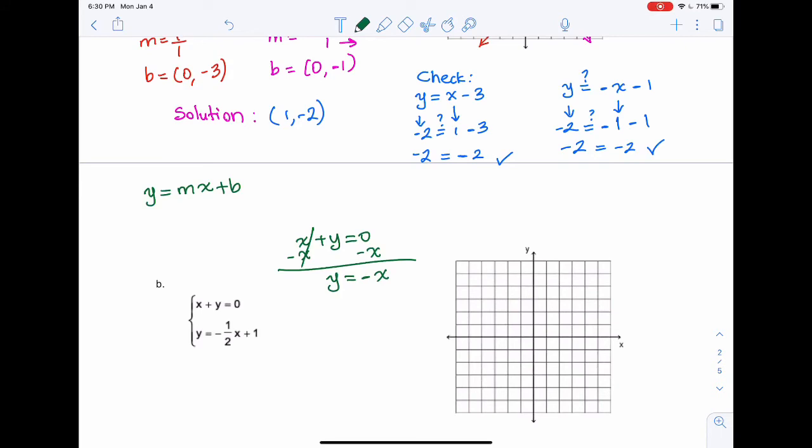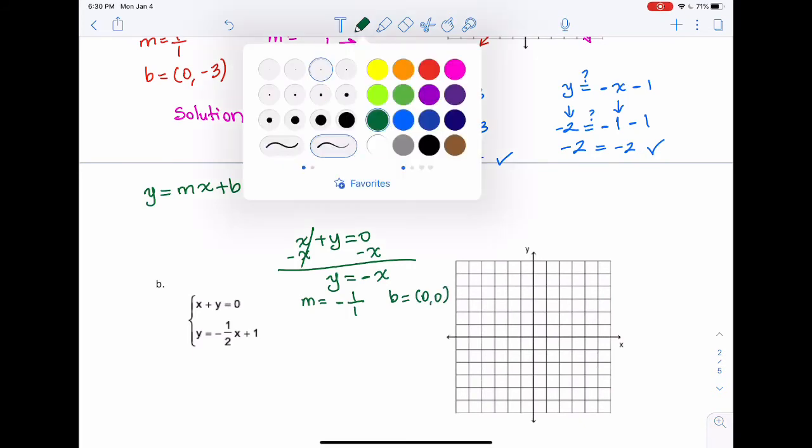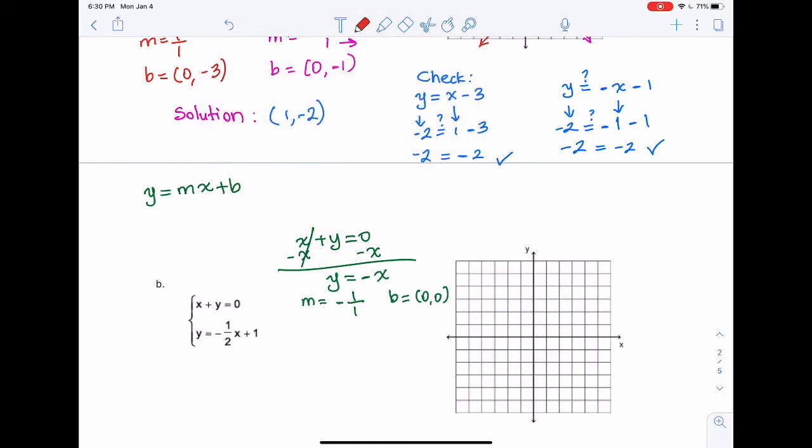So from here, my slope for the first equation is -1/1, and our y-intercept is 0. And for the second equation, which is already in slope-intercept form, we can easily write down our slope and y-intercept. Our slope is -1/2, and our y-intercept is (0, 1).